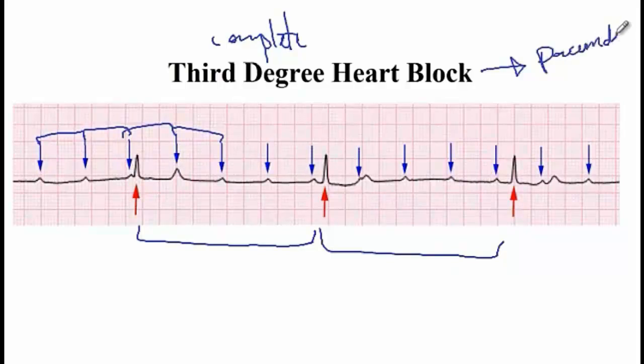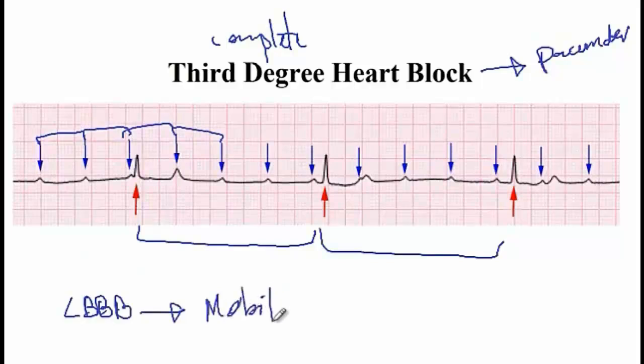And then again, just like Mobitz 2, the treatment in patients with third degree heart block is permanent pacemaker placement. Now, I didn't mention earlier that patients with left bundle branch block, if they are asymptomatic and they have an isolated episode, then you can leave them alone. However, if they become symptomatic and they progress into Mobitz 2 or third degree heart block, you will have to treat them again with a permanent pacemaker.